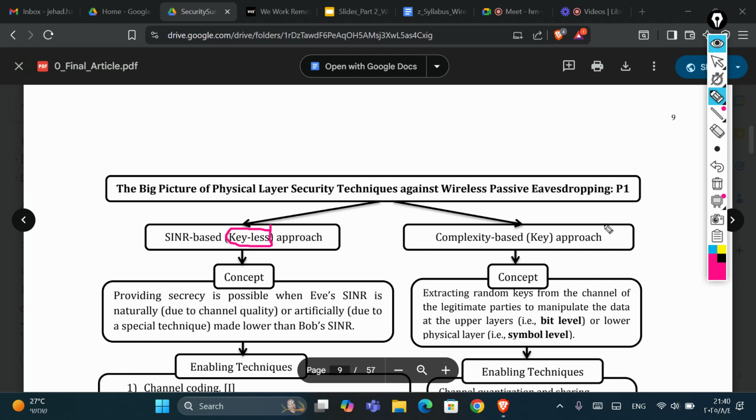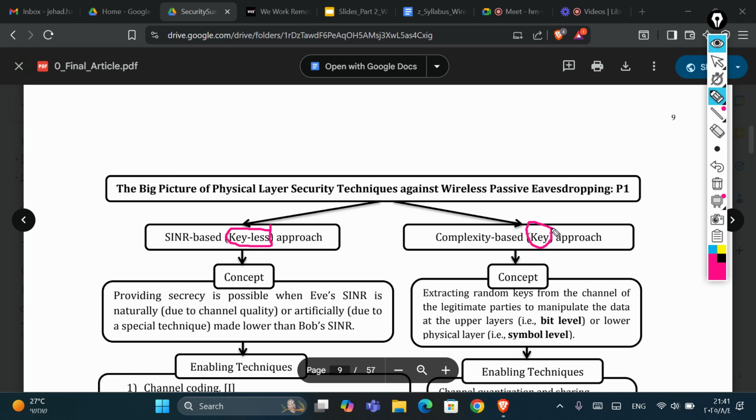And the other category is the complexity-based approach or key-based approach. The idea here is you try to extract the key from the random channel, and then you can use this key in an asymmetric encryption method or symmetric encryption method. So you can use it as a public key, private key, or as a shared key between the transmitter and receiver. The main idea here is to be able to extract a key from the shared wireless channel between the transmitter and receiver.